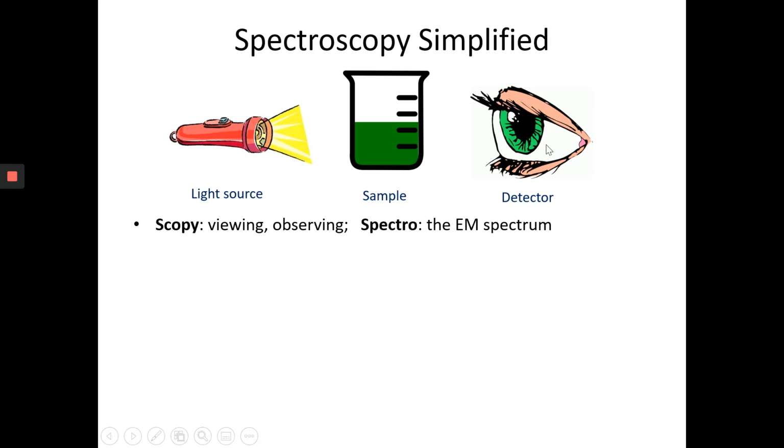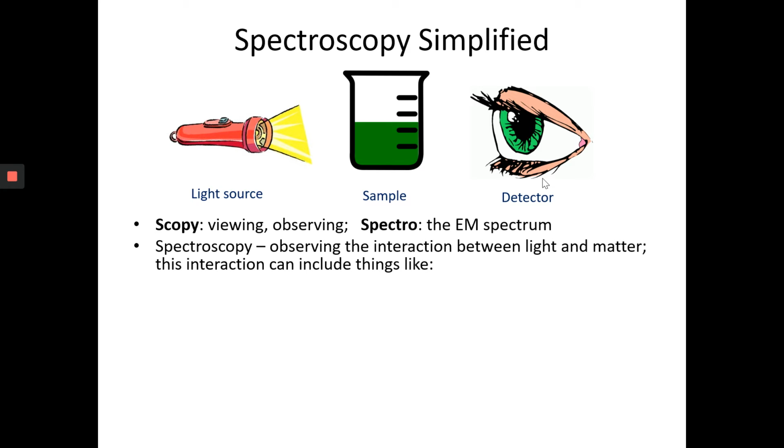And then on the other side, there's some sort of detector. And that detector might be a literal physical eyeball, or sometimes it's an electronic eye, some sort of imaging sensors or photomultiplier tube or something that will detect the light that is inbound. Spectroscopy is basically at its heart about observing the interactions between light and matter. And those interactions can be different depending on what type of light we use.